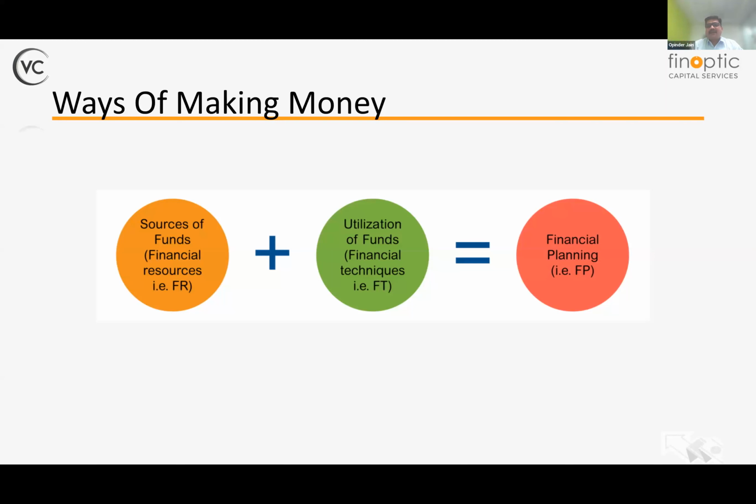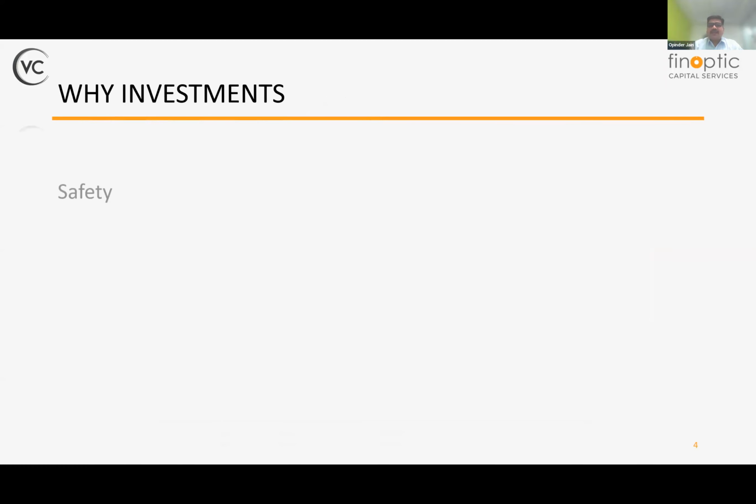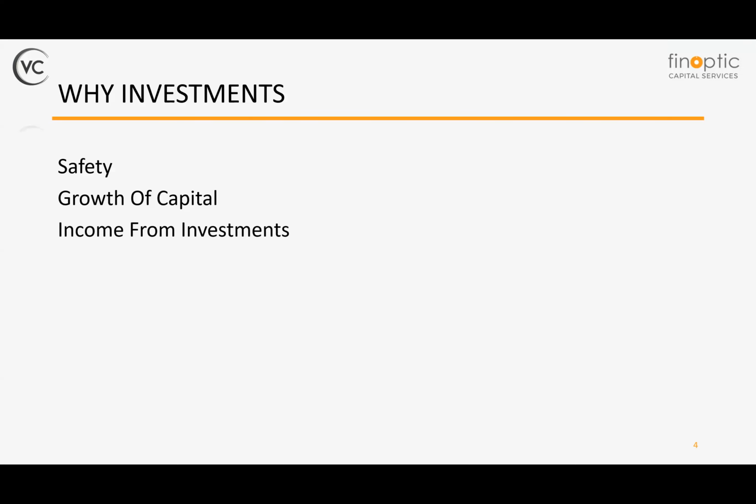But having said that, why do we make investments at all? So a person makes investments, one for safety of the money which you are generating, second for growth of capital, next income from investments where you create a pipeline of income from these investments, tax minimization is also in a way where you minimize the taxation and increase your net worth, increase your wealth.